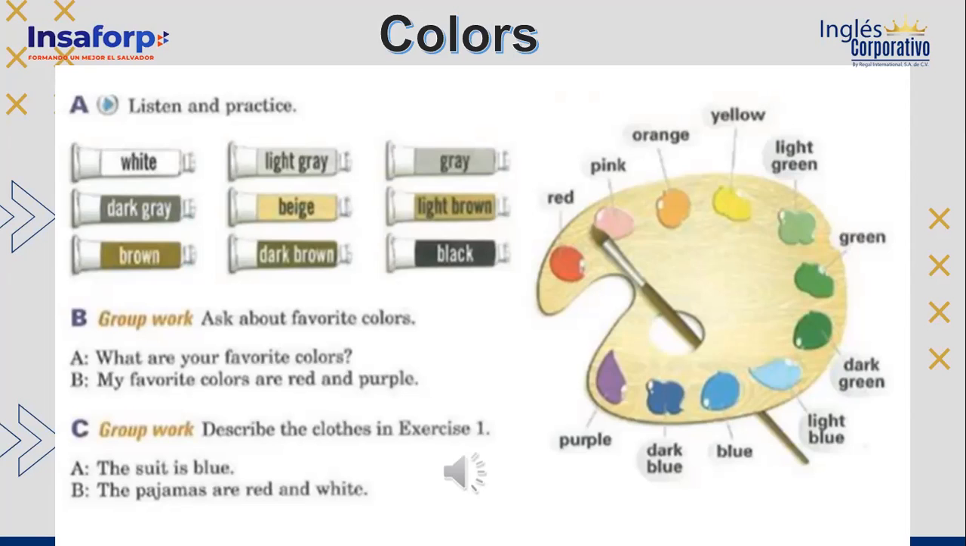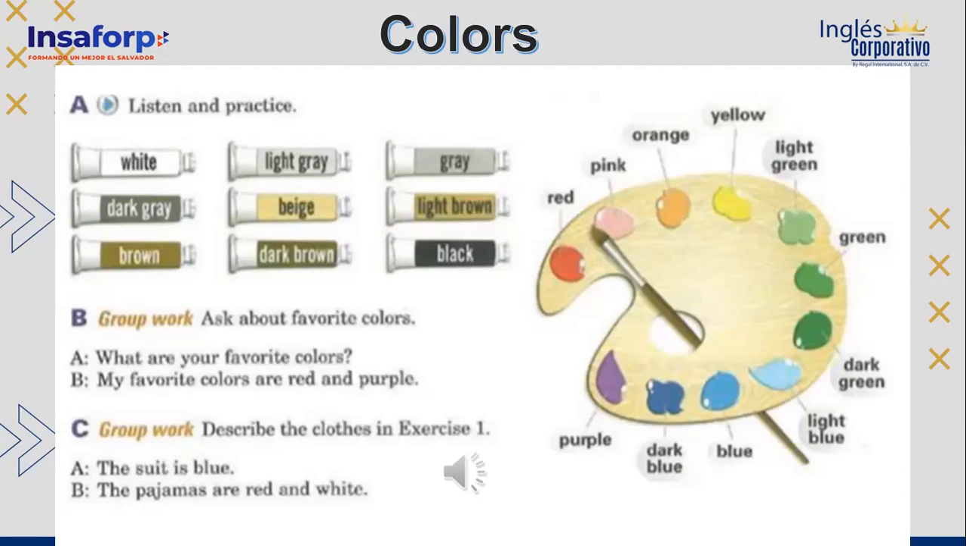Okay, thank you, Jonathan. Delmi, ¿puede hacerle la pregunta a Jonathan, por favor? Delmi, ask the question to Jonathan. Jonathan, what are your favorite colors? My favorite colors are gray and black. Okay, thank you so much. You say gray and black. Thank you. Any other answer?